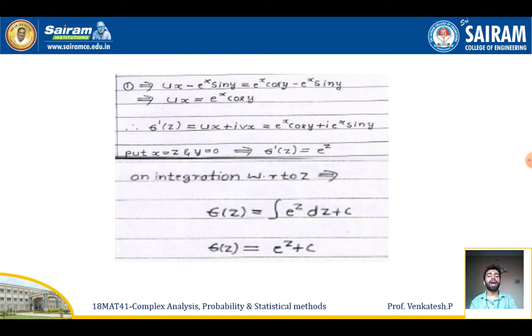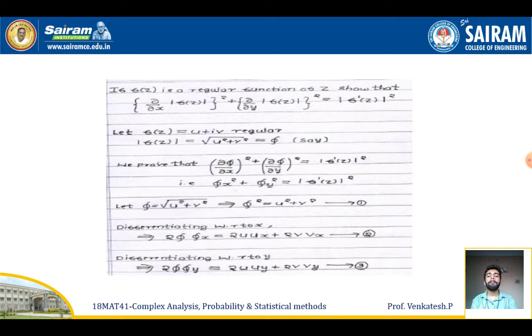Once we have the values of ux and vx, take the formula f'(z) = ux + i vx. Replacing the values of ux and vx here, I'll get e^x cos y + i e^x sin y. Putting x = z and y = 0, I'll get f'(z) = e^z. Now to find the analytic function f(z), I'm going to integrate this function with respect to z. On integration, f(z) = the integral of e^z dz plus constant c, so f(z) = e^z + c.